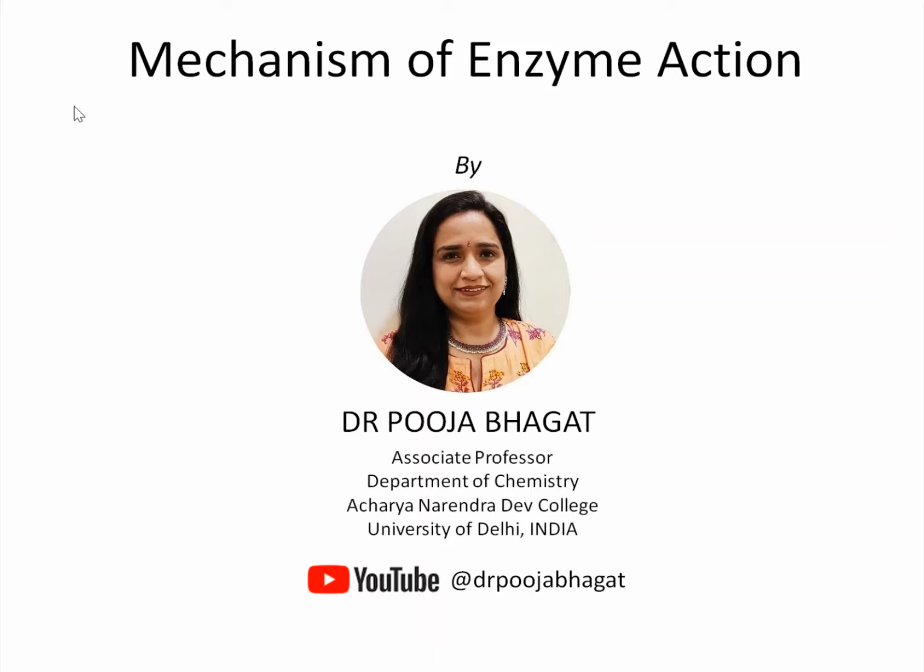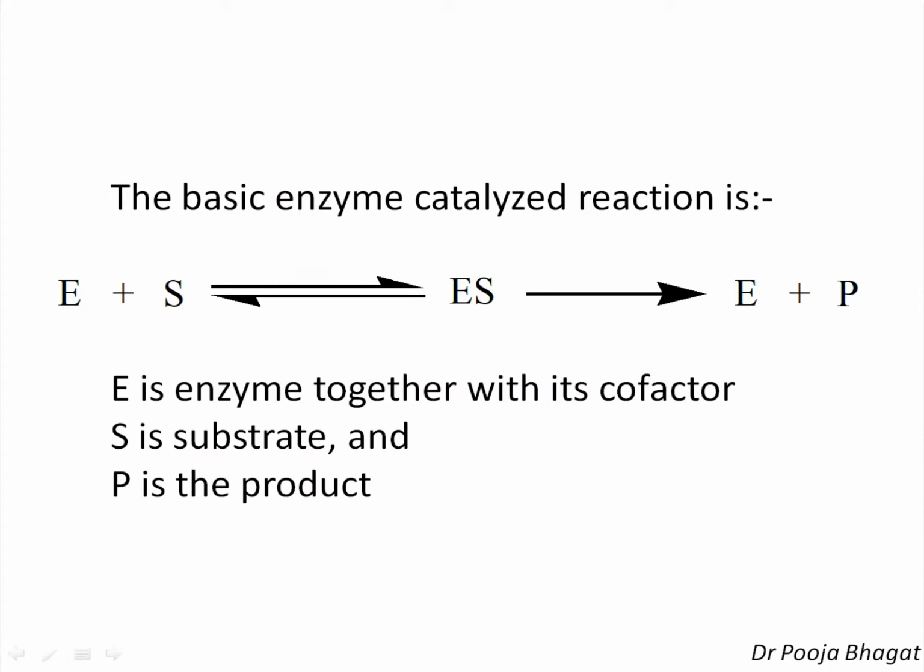So now let's discuss how enzymes act on the substrate to give the product. The basic enzyme catalyzed reaction is: E stands for enzyme, S for substrate, this is the enzyme substrate complex and this is the product. So in the first step, the enzyme reacts with the substrate to form the enzyme substrate complex and then the product is released and the enzyme is regenerated.